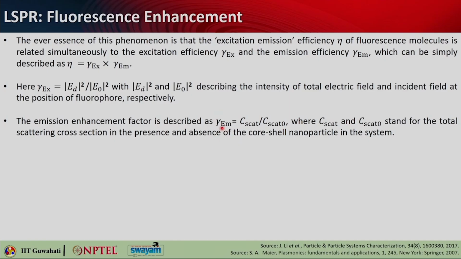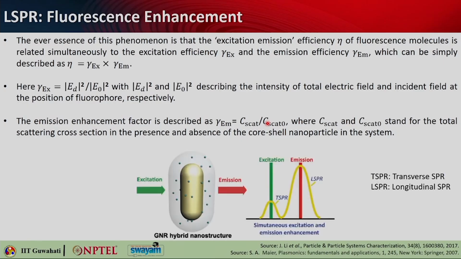And what is gamma Em? That is basically the ratio of scattering cross section in the presence and absence of the metallic nanoparticle. So, that way you are able to boost up this particular eta by boosting both these two.